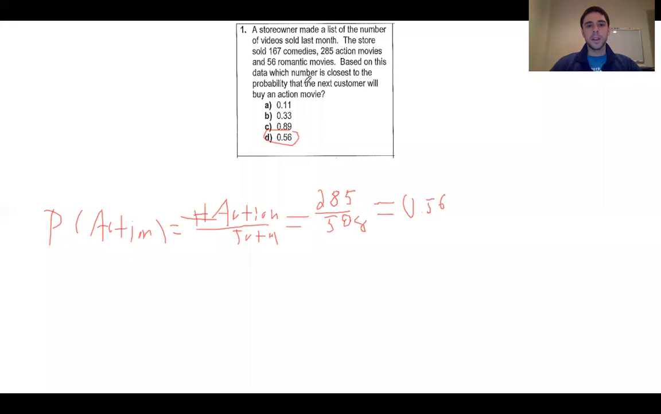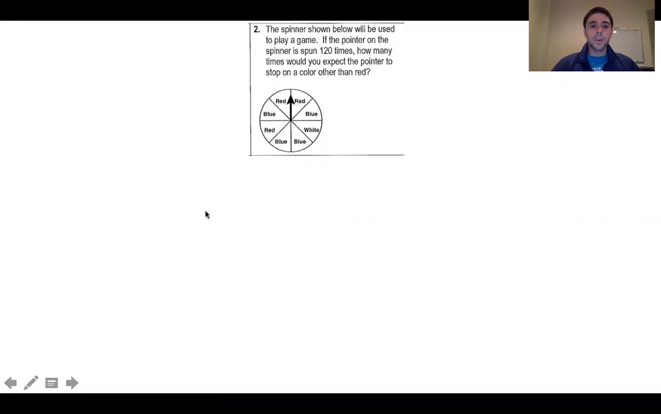So based on this data, the probability the next customer will choose an action movie is 0.56, or a little bit over 50%. Awesome. Any questions so far? All right, awesome. Let's keep moving on. So, question number 2.